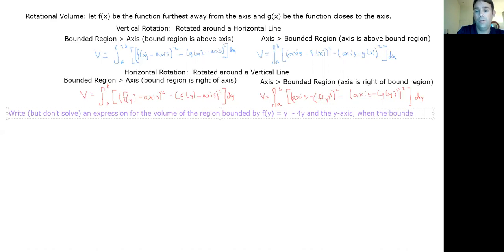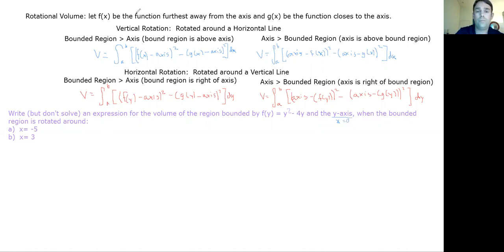when the bounded region is rotated around x equals -5 or around x equals 3. Add a quick little square in there real quick, that purple. There we go. All right, so this is kind of what we're dealing with here. We're going to take a little look-see around it. Now, to begin with, the y-axis, we do need to think briefly about what equation the y-axis is. That's the equation x equals 0.